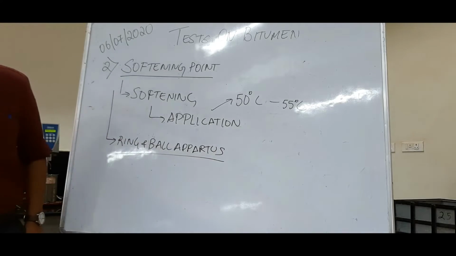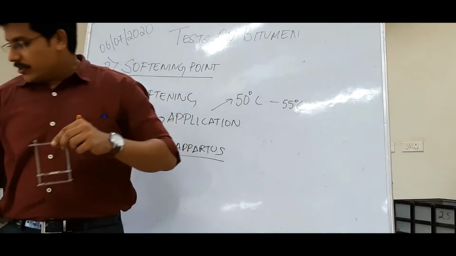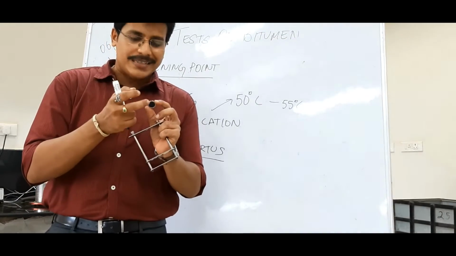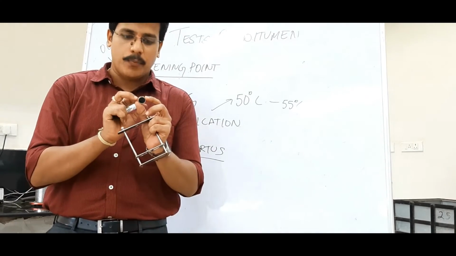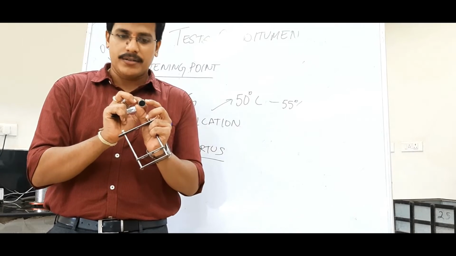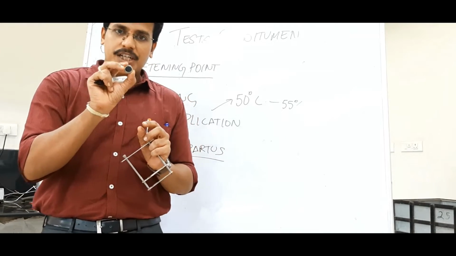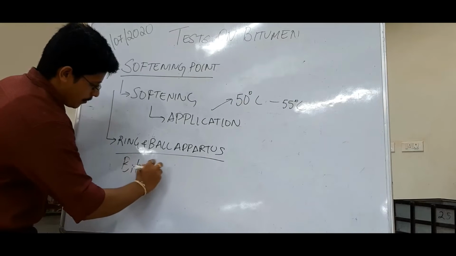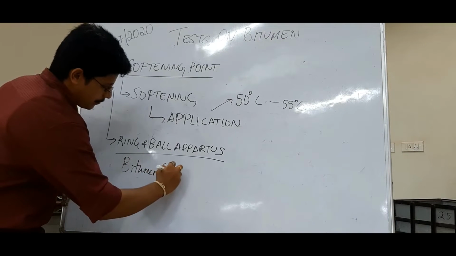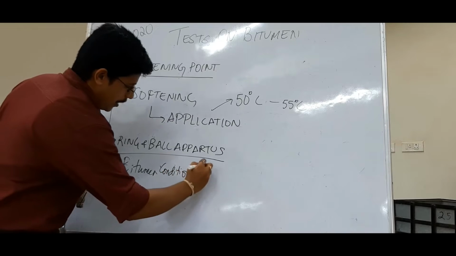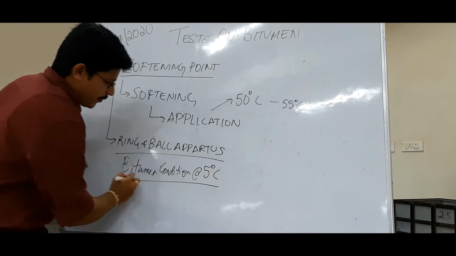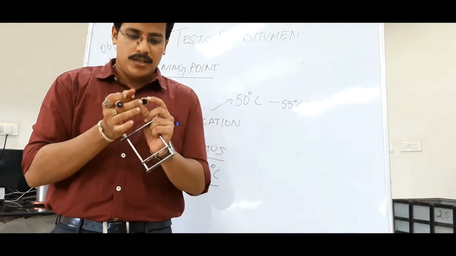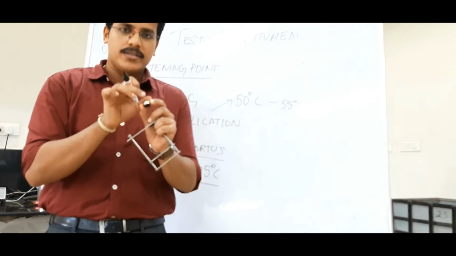So basically this has a stand. This is called a ring. You see on this ring, the bitumen is already conditioned. It is poured into this ring and allowed to harden. And now this bitumen will be conditioned at 5 degrees. That means we are trying to harden the bitumen. At 5 degrees the bitumen becomes hardened, so it will be in a very solid state.